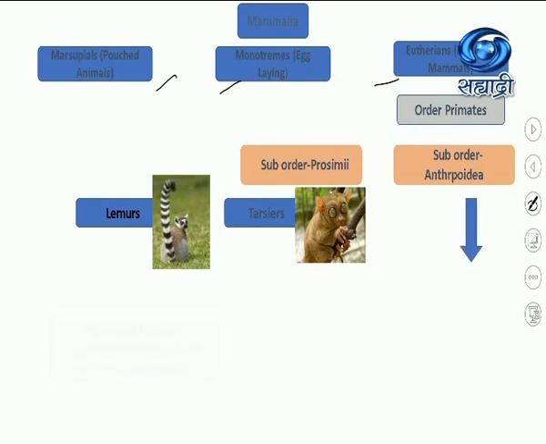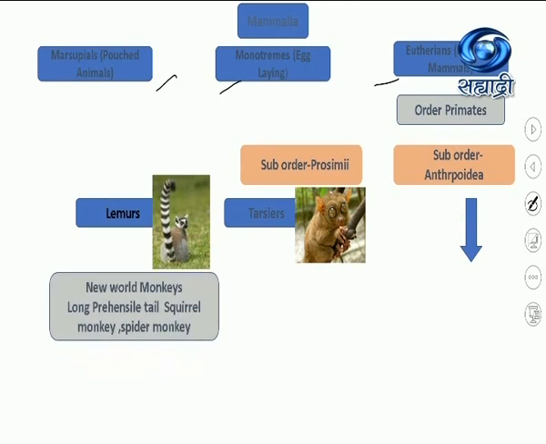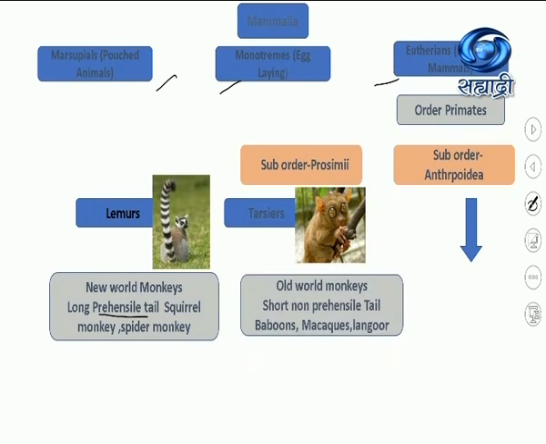And in Anthropoidy suborder, we will discuss New World monkeys. In New World monkeys, we will discuss long prehensile tail monkeys. They have a long tail. What is the meaning of the word prehensile? They can hold objects also with the help of their tail. Here we will study the example of squirrel monkey and spider monkey.